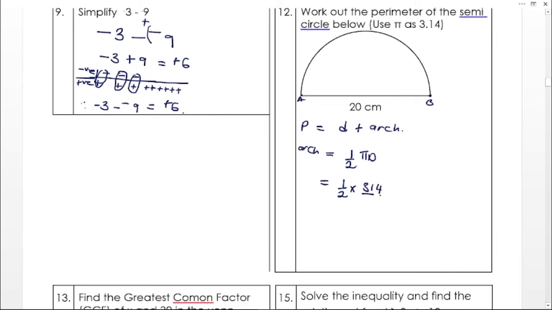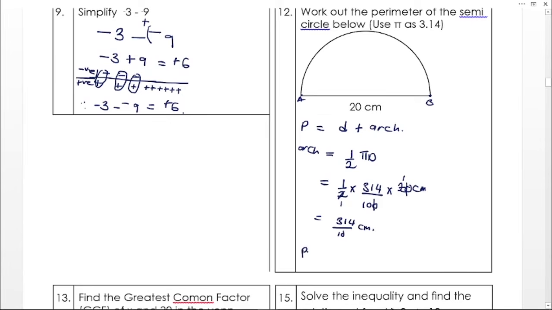3.14, then we make this one 1 over 2, then times our diameter, which is 20 centimeters. So this one with this one, then 2 into 2 is 1. So we have 314 over 10 centimeters. Now this is our arc and our diameter is 20.